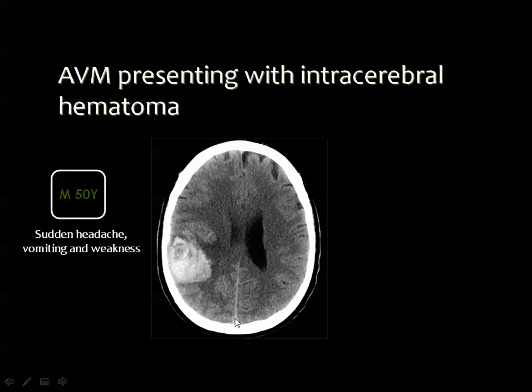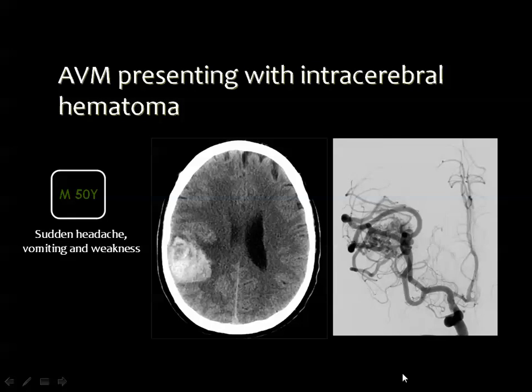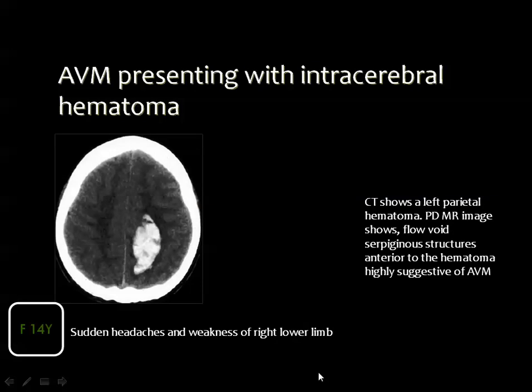If you look here, you can see only hemorrhage in the posterior parietal area, in a patient with sudden headache and vomiting. Then this is the angiogram, which has detected an underlying vascular malformation. And actually, this is a female child, 14 years old, who presented with sudden headache and weakness of the right lower limb. The CT scan showed a hematoma in an unusual location, and this is the high parietal area.